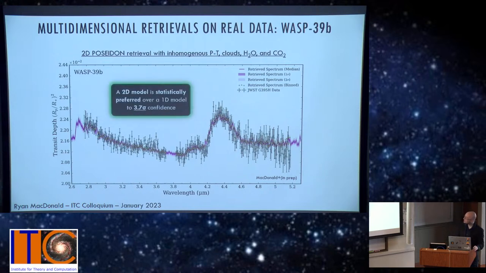And statistically, this 2D model is around 4 sigma preferred over a 1D model. So this is very encouraging, and so keep an eye out for that study that I'm working on now in the months to come. And it's not only the chemical and temperature differences. Oh, sorry, I didn't see it back there. Yeah.